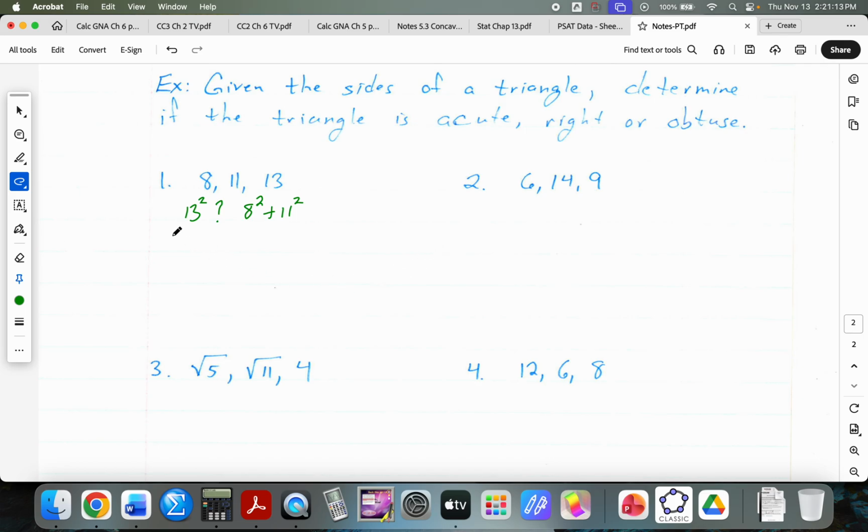13 squared is 169. 8 squared is 64. And 11 squared? 121. So I've got 169 and 185. The big side is too small. Small. Acute. Right? Smaller than 90. That's why I like to do it in this order.